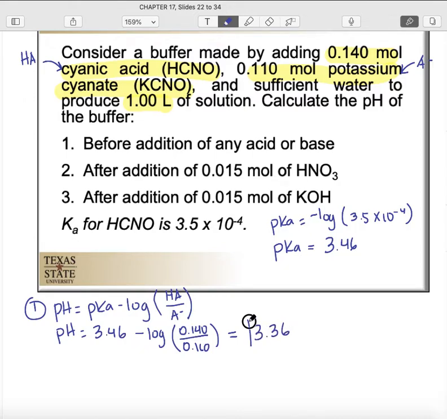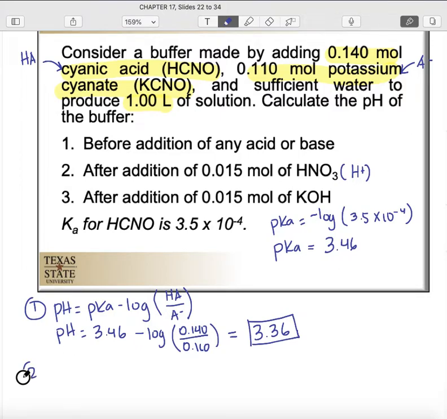So we are done with part one, and you can see how easy it is to calculate the pH of a buffer before addition of acid or base. Now we go to number two. In this case, we're adding nitric acid, which is a strong acid, and we're going to be labeling it as H+, right? Because the nitrate is a spectator ion.